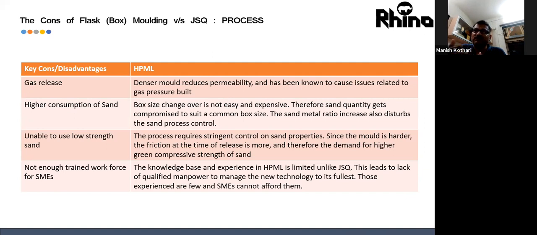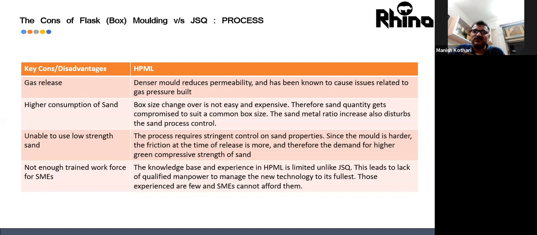If you don't have a good process control and the strength of sand is low, then also there are problems in using high pressure. So the management of process is higher, requires higher control in case of high pressure, which could be a disadvantage if you are having a variety of products in the same form. It goes against the flexibility which Jolt-Squeeze can offer compared to high pressure.